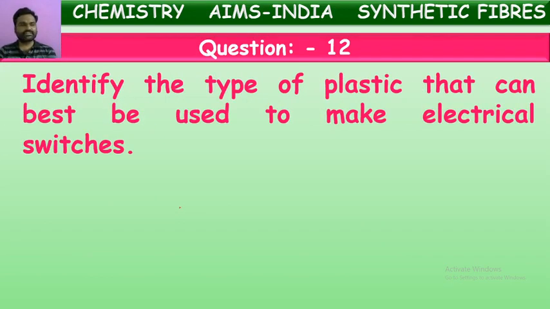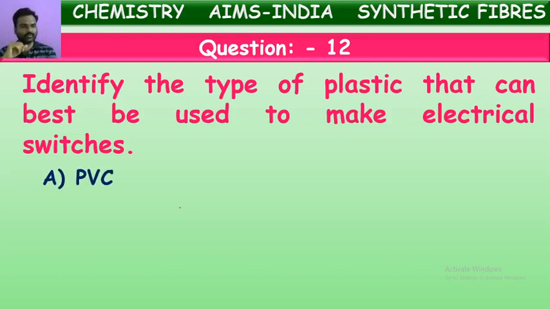Identify the type of plastic that can best be used to make electrical switches. Yes, electrical switches, plug sockets, bulb holders. These are all made up of one kind of plastic which is tough enough, thermal and electrical resistant, which won't melt, which cannot be remolded. That plastic is used in making electrical switches, switchboards, electrical sockets, plug holders. What is that? I think you got the idea.